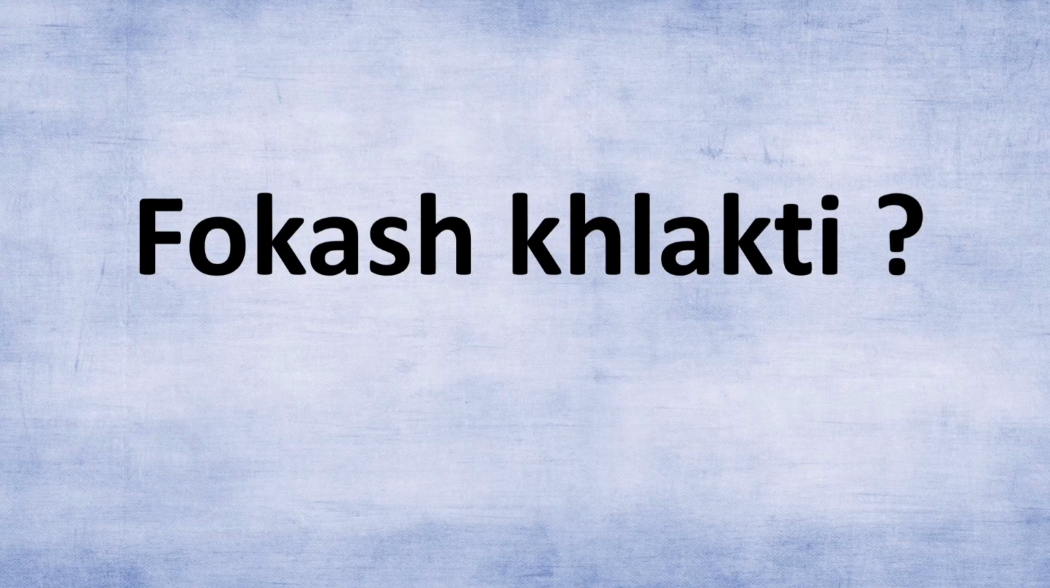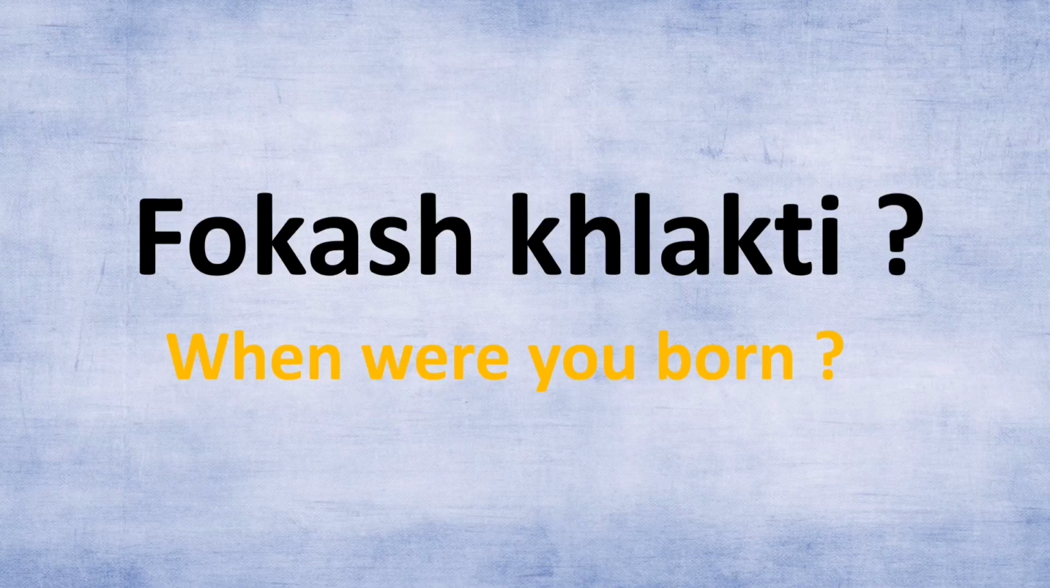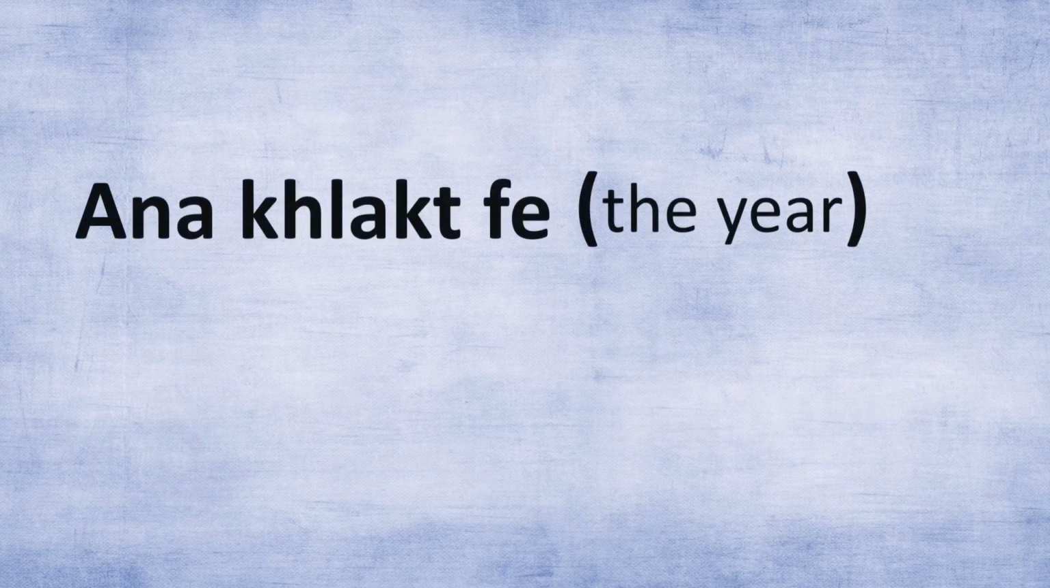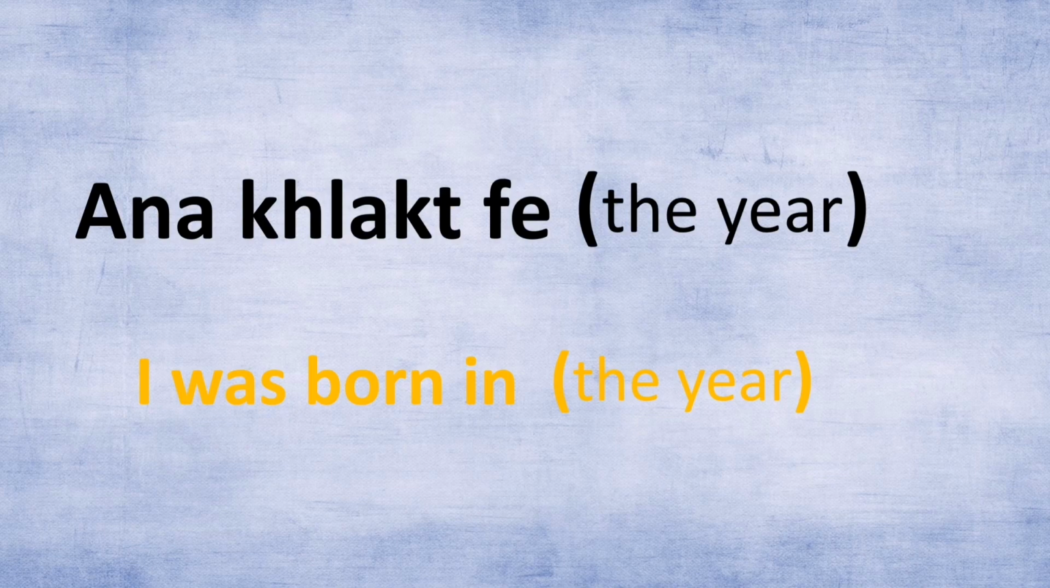Now we are gonna see a very useful question that you can use to practice numbers with Moroccans, which is فوقاش خلقتي? Where were you born? Once again, فوقاش خلقتي. Listen carefully. The word فوقاش, which means when, you can spell it فوقاش if it was harder for you to spell the letter قاف. And then we have the word خلقتي. When were you born? And the response to that is أنا خلقت في, and then you add the year I was born in.